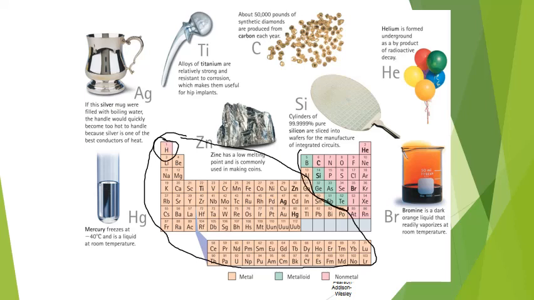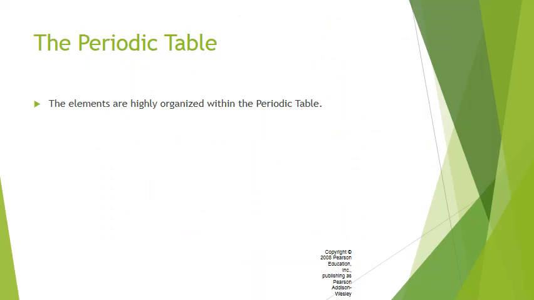The green ones here in the middle, this little stair-step area, these are what are called metalloids. Sometimes these are called semiconductors. And then finally, you have what are called the nonmetals, these pink elements. And we'll be talking more about the different properties of these different breakdowns of the elements as we move on.